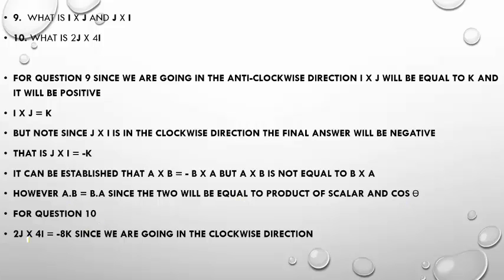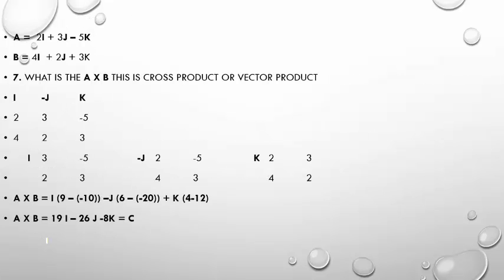Then for question 10, you can find what is 2J cross 4I. The first thing you need to look at is J cross I, is it clockwise or anti-clockwise? Since J cross I is clockwise, we have minus K. 2 times 4 is 8. You can easily solve that question.